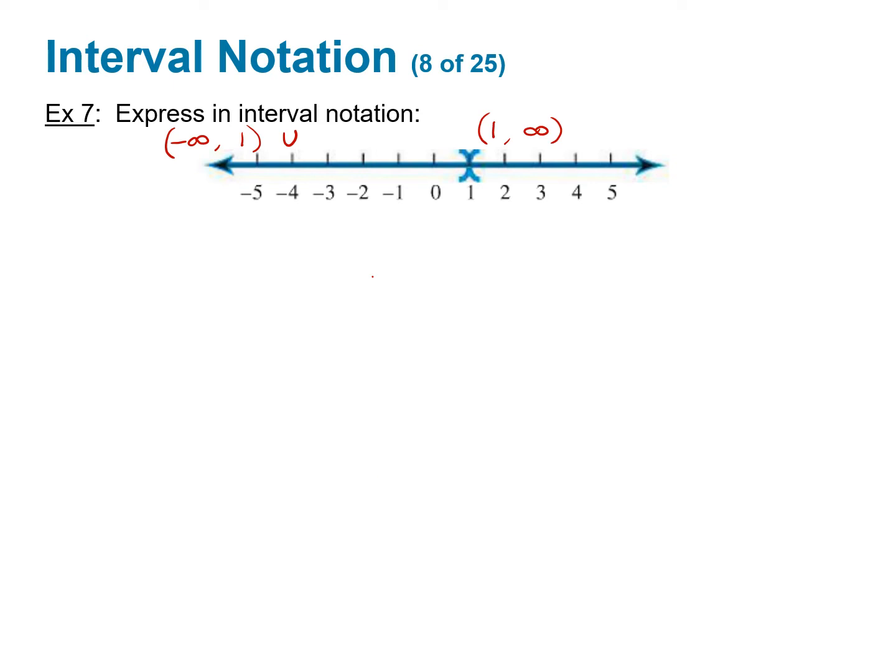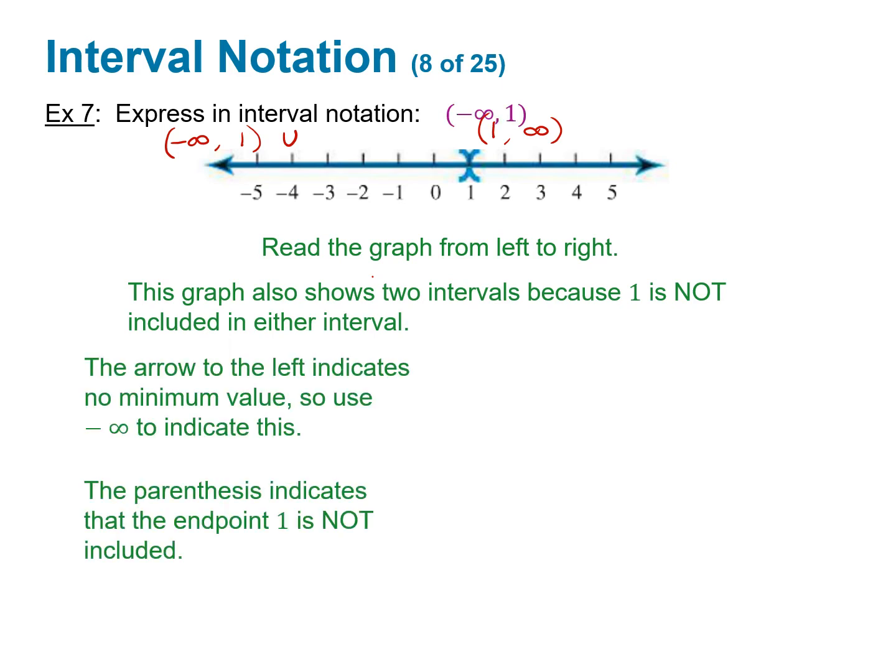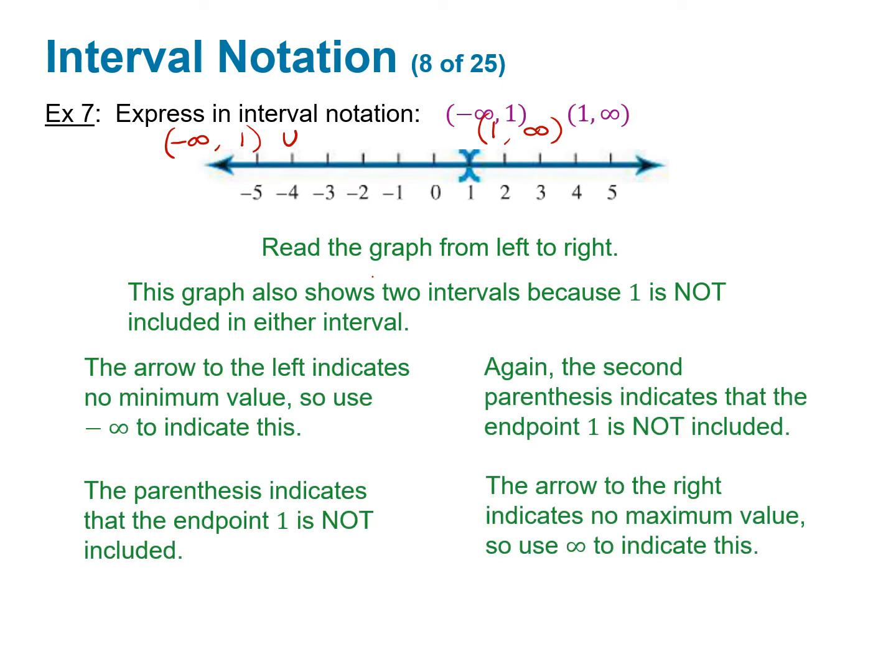Another way for you to say this is all real numbers except 1, because 1 is the only number on this set that's not included. But reading from left to right, we see that there are 2 intervals and 1 is not in either of those intervals. So we'll write it as such and put the union symbol.